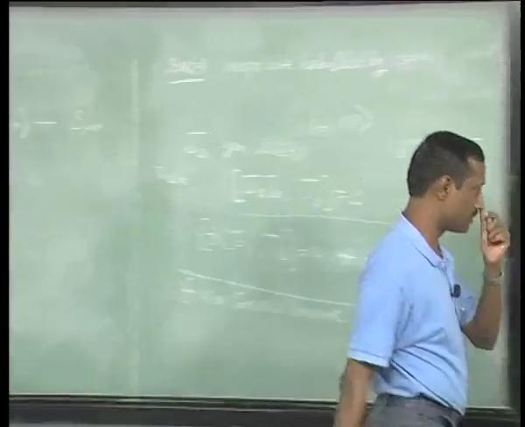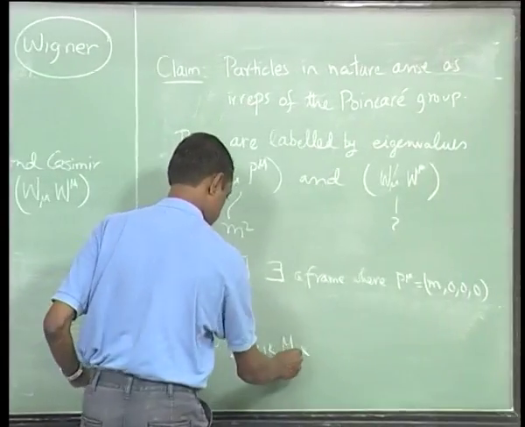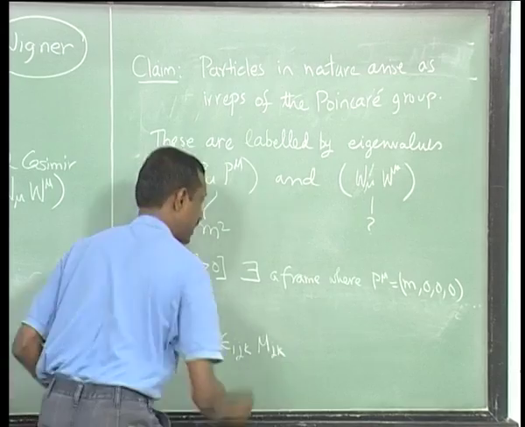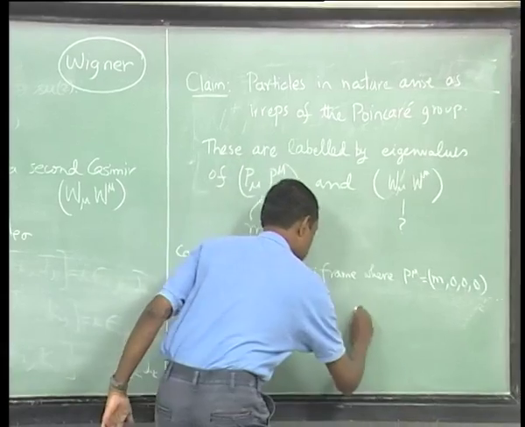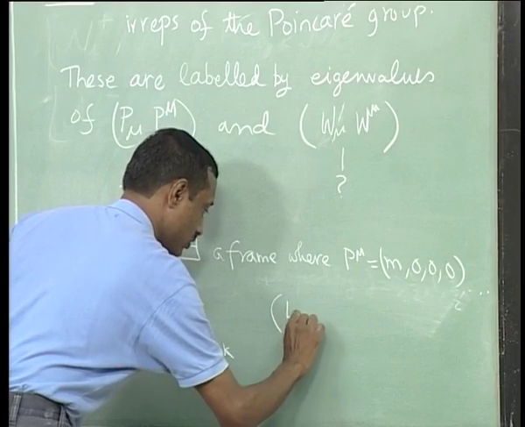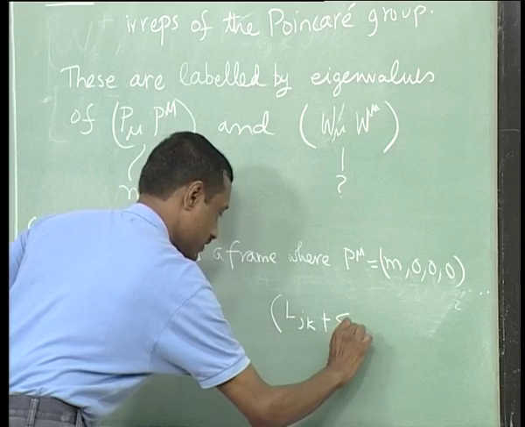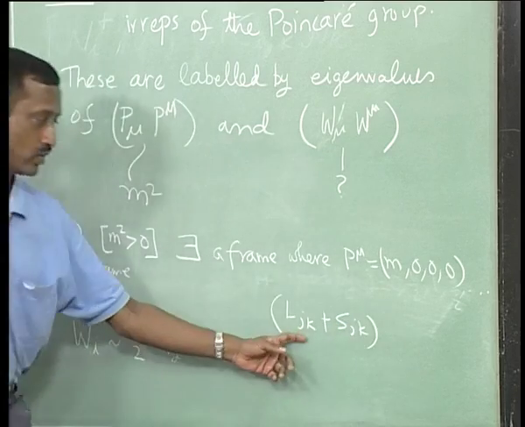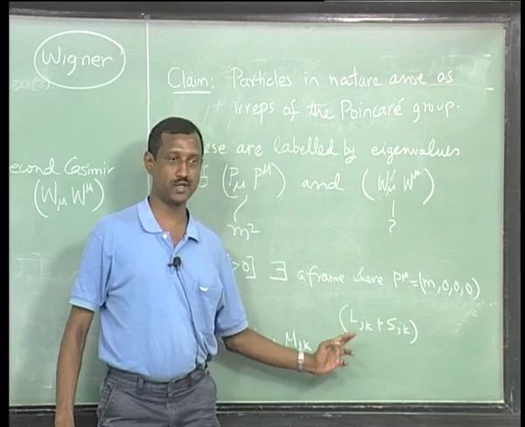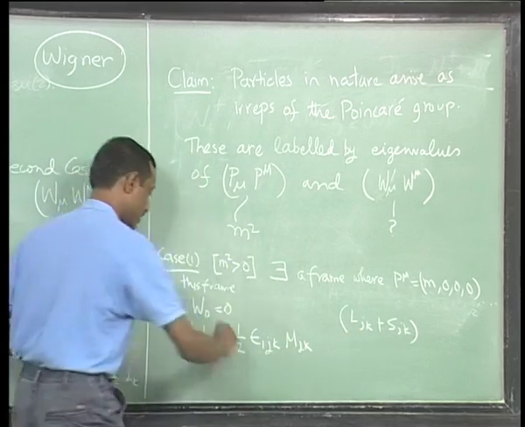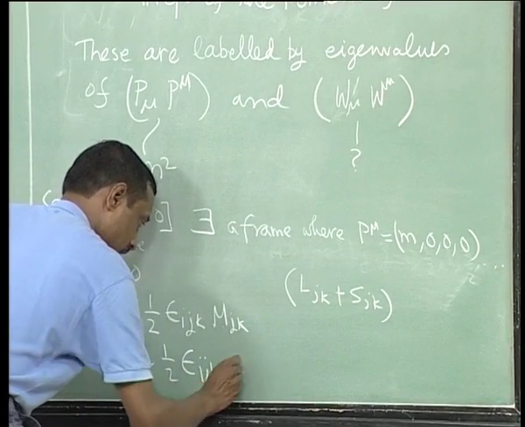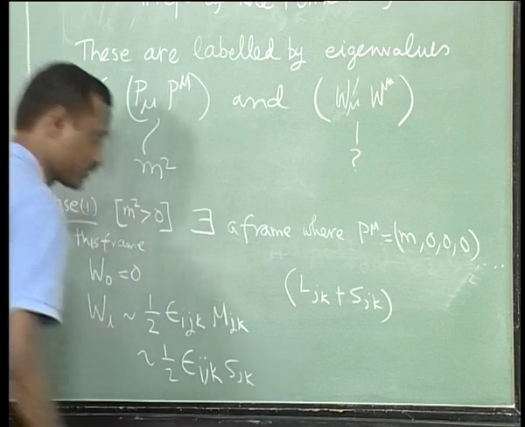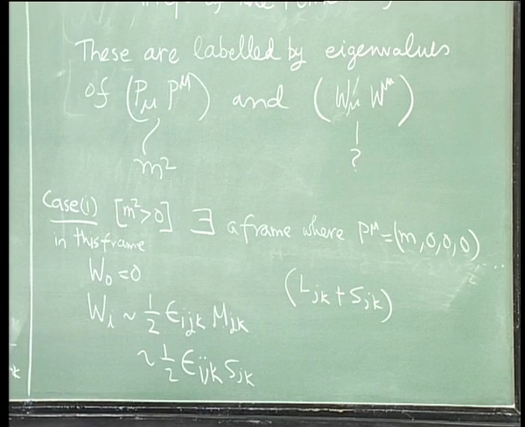If you assume we have something like this, we can even do a little bit more. Let us look at M j k. What would M j k be? M j k will have two parts: one is L j k plus S j k, but what is L j k in a rest frame? It is 0. So, this can be rewritten as half epsilon i j k S k. What about the factor of m? Oh, there is an m.